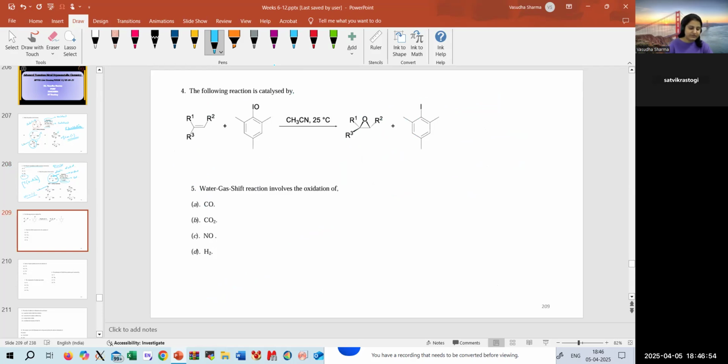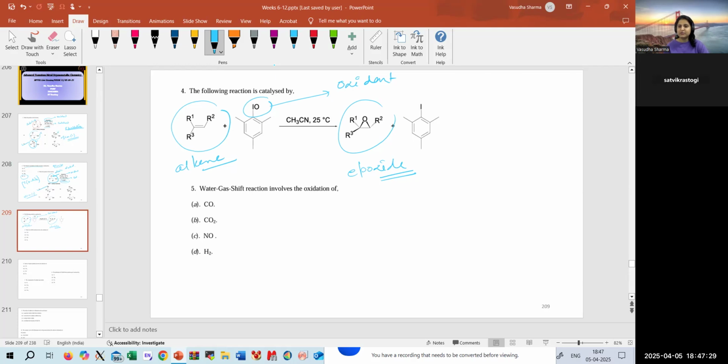Now, the next question is: the following reaction is catalyzed by. So you again have an alkene, and this is PhIO. This is your oxidant, and this is your alkene, which is the substrate. And you're again getting an epoxide, right? So here, this is not a Sharpless epoxidation, but an epoxidation of an alkene. And this reaction is catalyzed by which catalyst? It is asking whether it is catalyzed by titanium, zinc, manganese, and so forth.